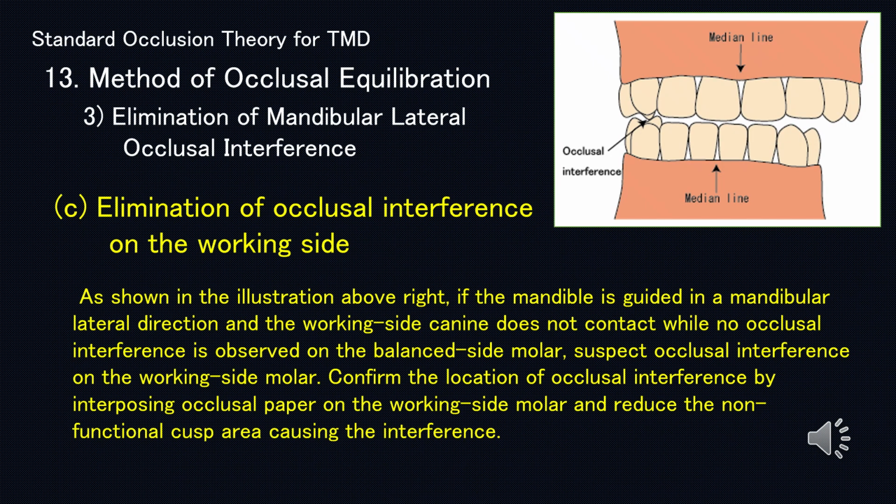C. Elimination of occlusal interference on the working side. As shown in the illustration above right, if the mandible is guided in a mandibular lateral direction and the working side canine does not contact while no occlusal interference is observed on the balanced side molar, suspect occlusal interference on the working side molar. Confirm the location of occlusal interference by interposing occlusal paper on the working side molar and reduce the non-functional cusp area causing the interference.